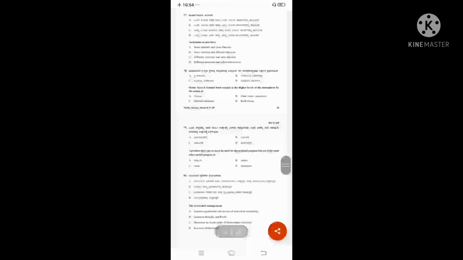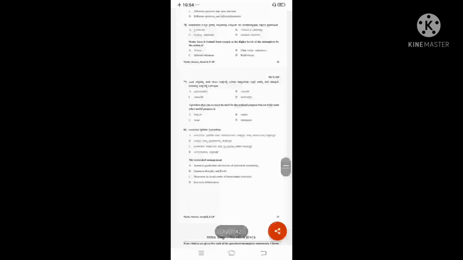So analogous organs have different structure, same function, whereas homologous means same structure, different functions. Here analogous means different structure, same function. Option C is correct. The ozone layer is formed from oxygen at higher levels of the atmosphere by the action of ultraviolet radiations. Option B is correct.